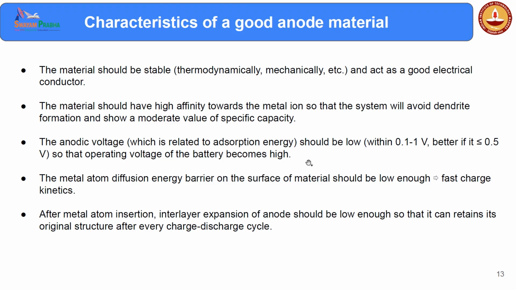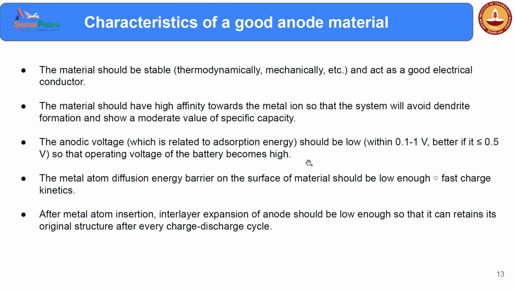And the strong binding is required because if the metal ions are not binding strongly to this particular anode, they will slowly form dendrites. They will start to agglomerate among themselves, like sodium clusters or lithium clusters, and these clusters will grow slowly and pierce the separator, leading to a short circuit current, which can obviously create a safety issue and blow up the whole battery.